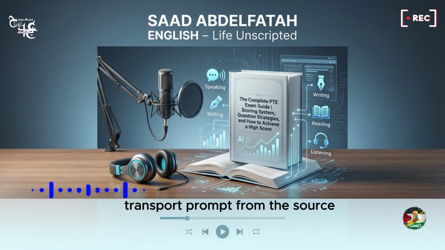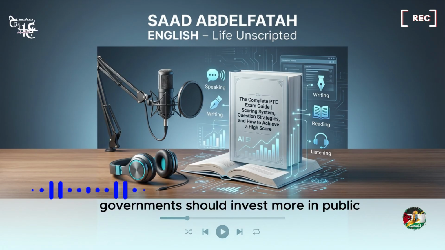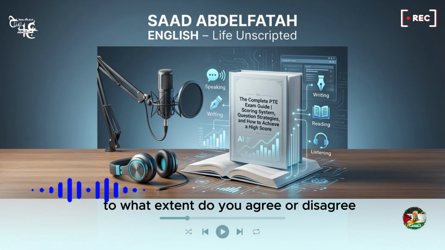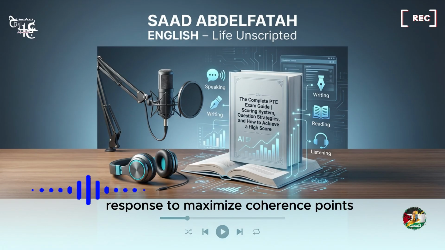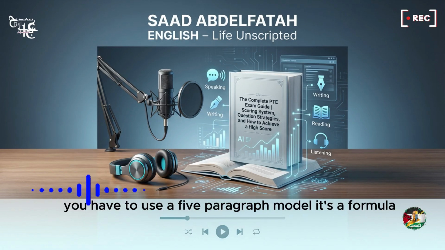Okay, let's map this out. Let's use the public transport prompt from the source. Governments should invest more in public transport than in building new roads. To what extent do you agree or disagree? If we choose to agree, how do we structure that response to maximize coherence points? You have to use a 5-paragraph model. It's a formula. Walk me through it.